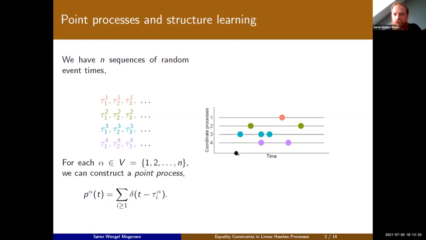Over some time interval, we observe some events, and each event is illustrated here with a dot. For each event, we know the time at which it occurs, and we know in which of the coordinate processes it occurs. In this example, there are 4 coordinate processes.